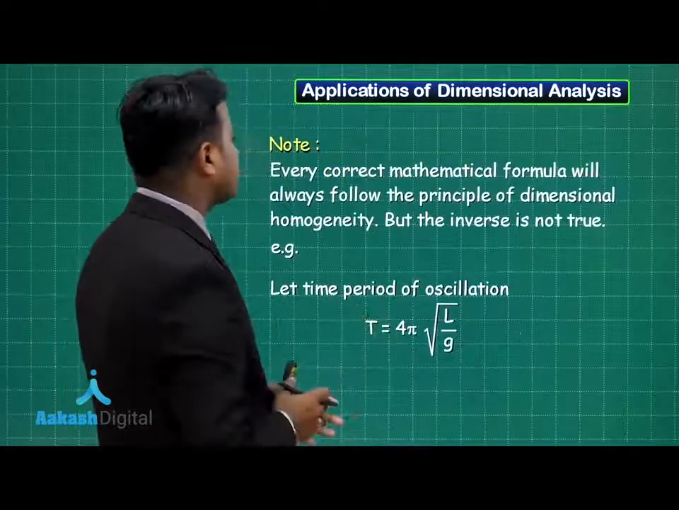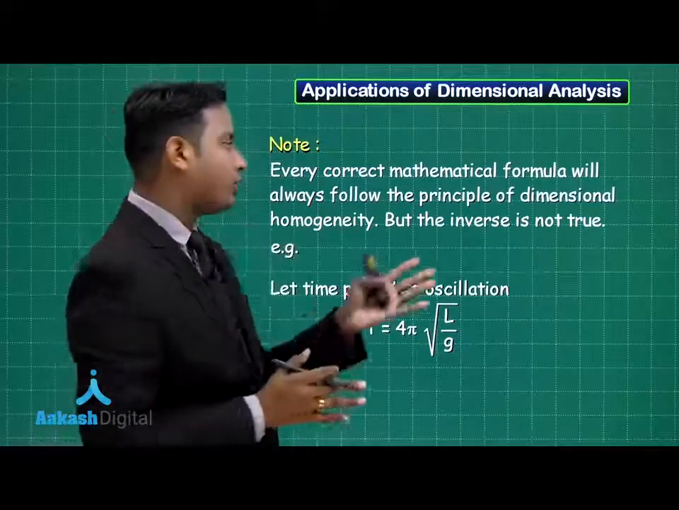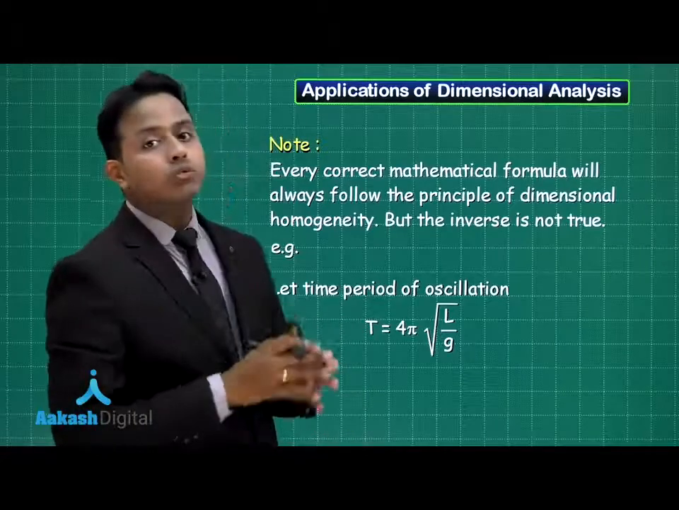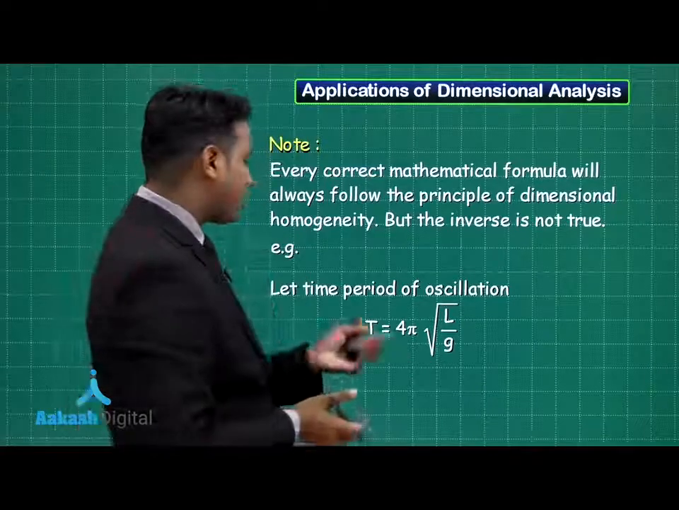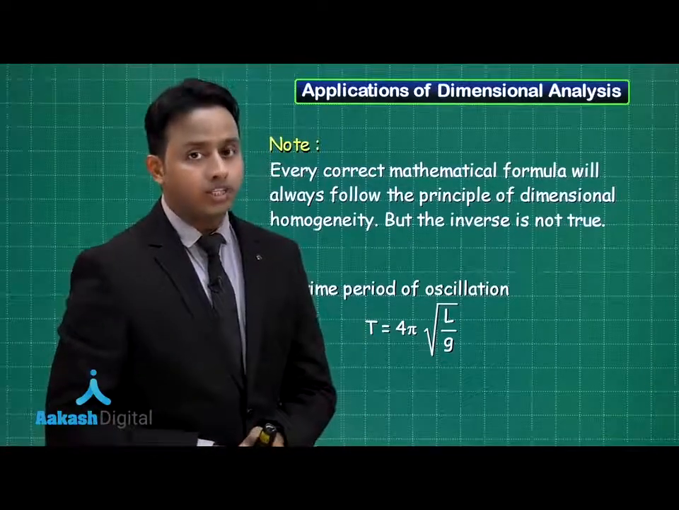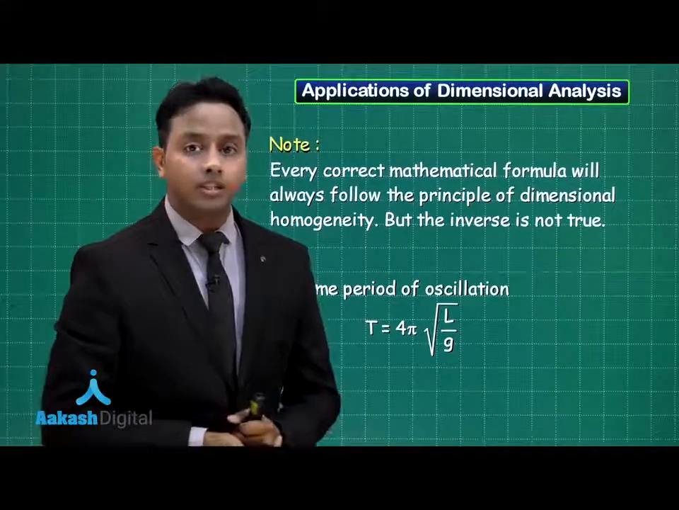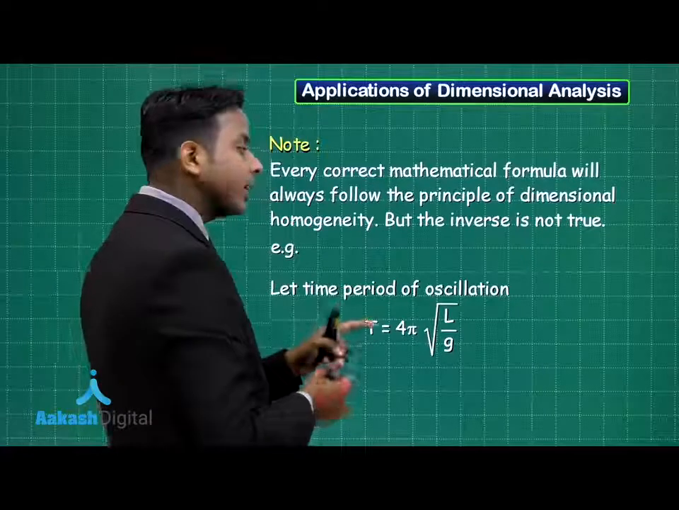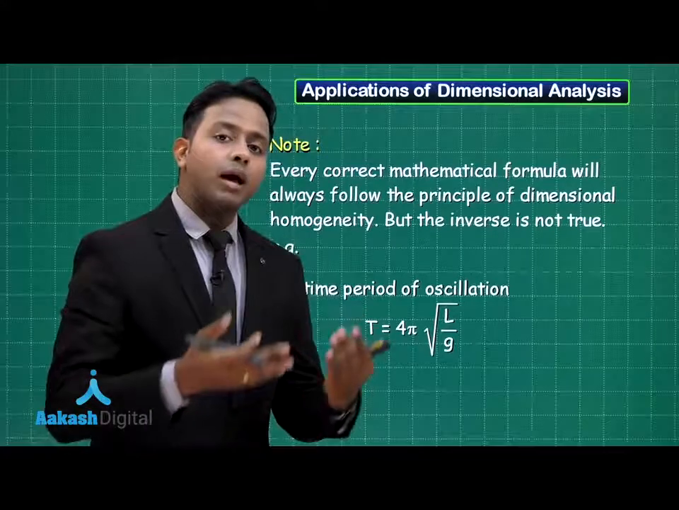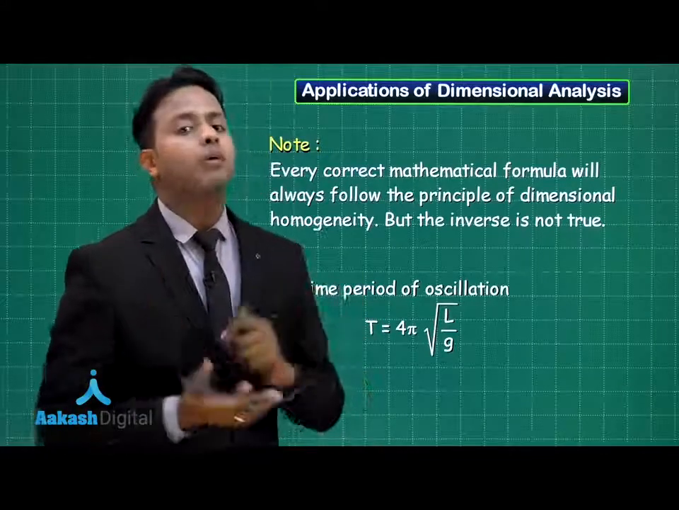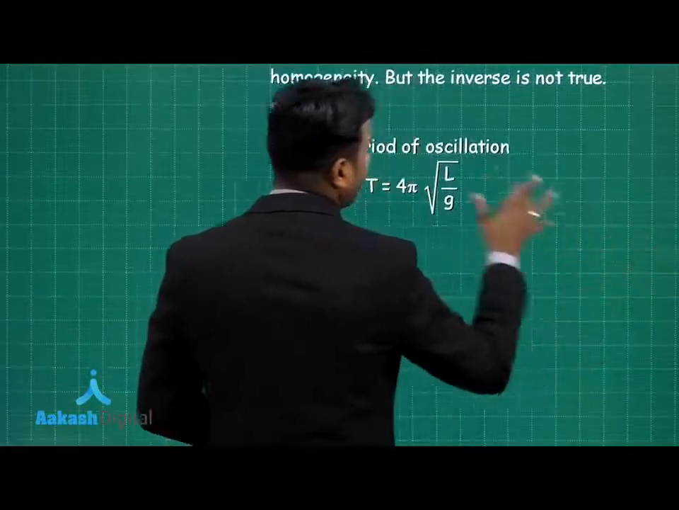Now, we have a situation that every correct mathematical formula will always follow the principle of dimensional homogeneity, but the inverse is not true. Let the time period of oscillation of a simple pendulum be given by T equals 4 pi root under L by g. You might be wondering, you have seen formulas like time period is 2 pi root under L by g. So that is the crux over here. I am taking a false formula but checking it dimensionally. If it comes out to be dimensionally correct, we cannot be sure about its physical validity. So let's try to find out the dimensional analysis of this.